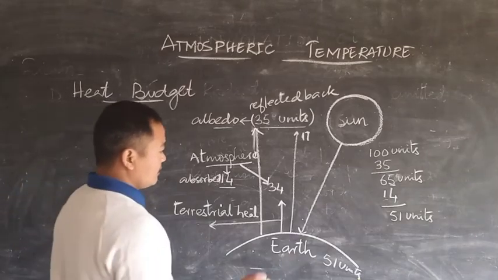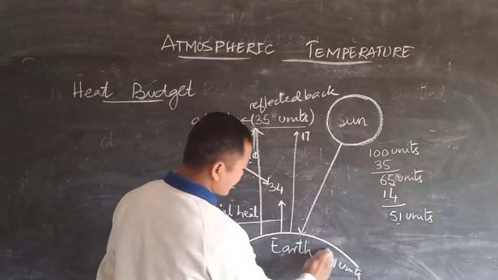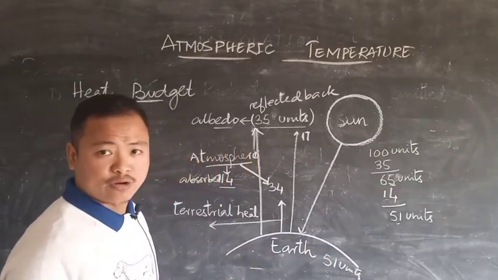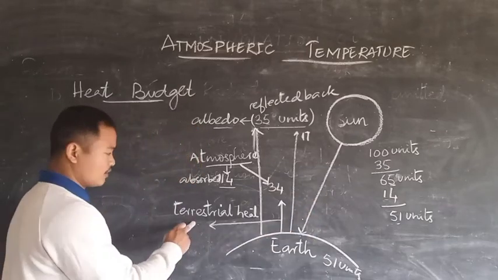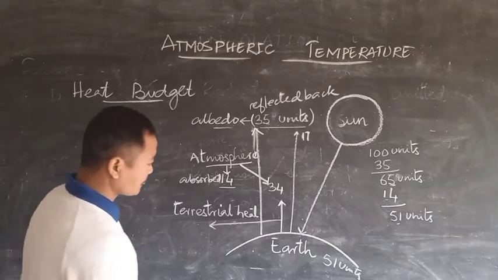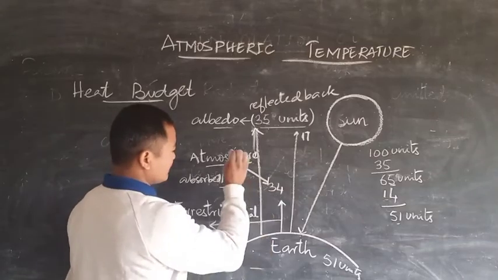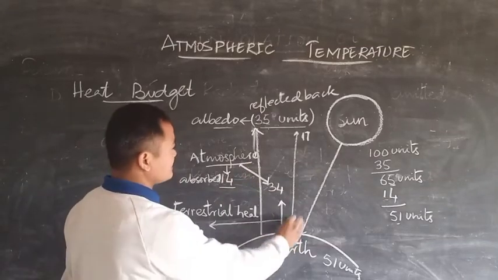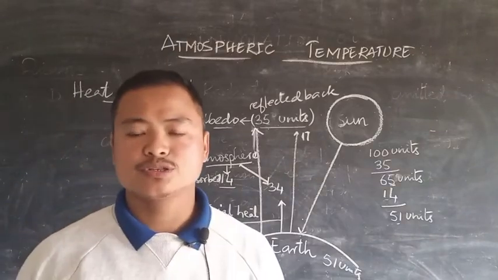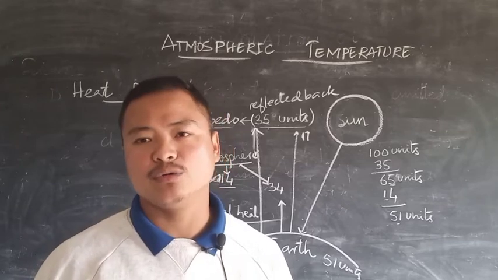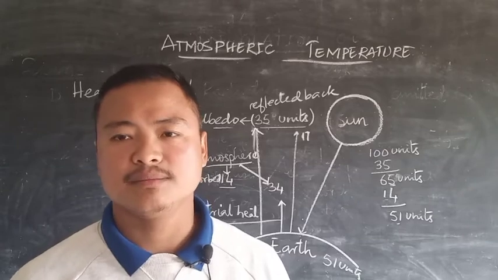And then the remaining 51 units finally reaches the earth's surface, and on hitting the earth's surface, the earth itself radiates back the heat, which we call terrestrial heat or terrestrial radiation. Of this terrestrial radiation coming out of the earth, 34% is absorbed by the earth's atmosphere again, and then 17% is completely reflected back to space. So this balance between the incoming and outgoing radiations of the sun is known as heat budget.